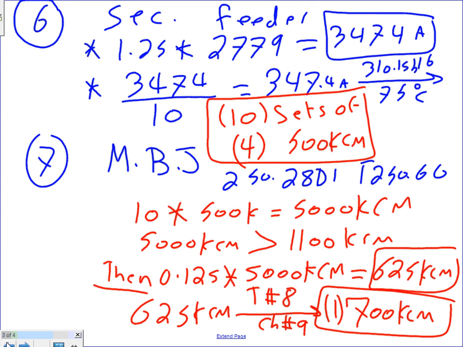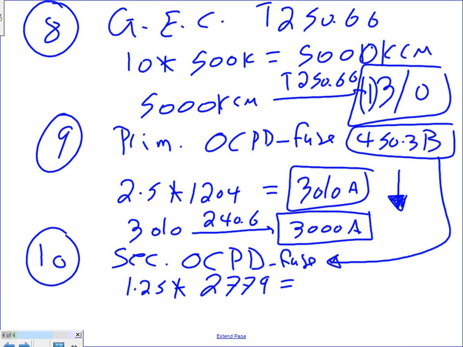What was the size on the primary? Was it 347? No, it was 2779. Okay, 2779. And I need a calculator handy. 1.25 times 2779 equals, we did that math before, 3474. 3474 amp. In this case, guys, there is a Note number 1. So you can go up.